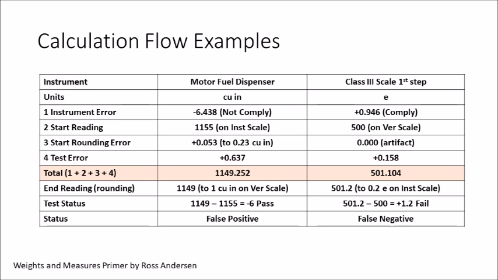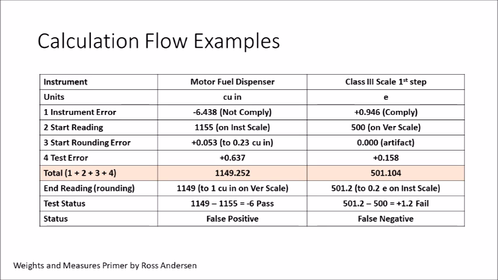And what is this? This is what the inspector would see in the sight tube. And this value is constrained by the other four values, and so this is not fully allowed to vary the way the other ones are. The 1149 minus 1155 gives us a minus 6 cubic inch result, which passes the test. But what we've done is we've passed a non-compliant instrument.